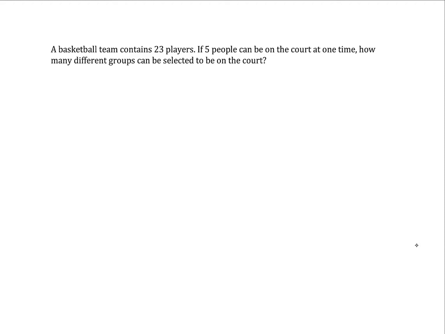A basketball team contains 23 players. If 5 people can be on the court at one time, how many different groups can be selected to be on the court?